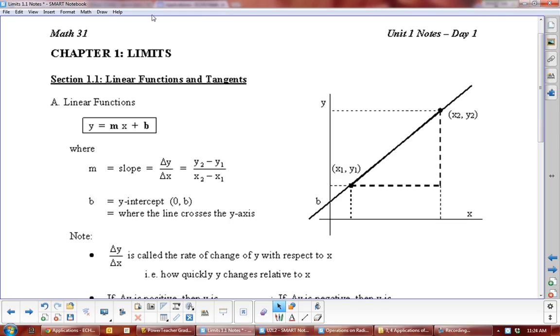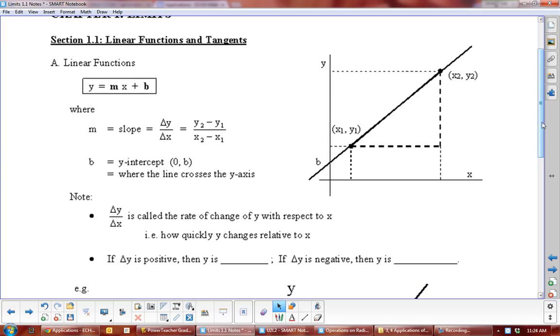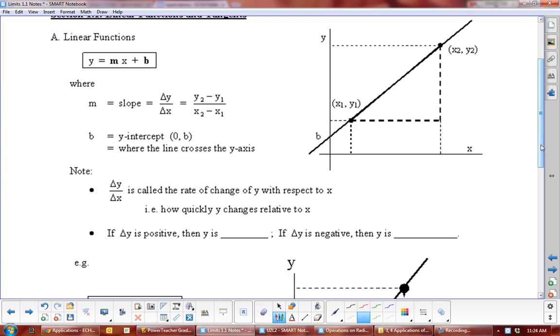Okay, so the easiest thing to find a slope of is a line. Okay, and that's in fact probably the only type of slope you've ever found. Now, the way you find slope is by your delta y over your delta x, or y2 minus y1 over x2 minus x1, or in words, it was always rise over run. Okay? And that's what slope is, and then b was always your y-intercept. Okay?